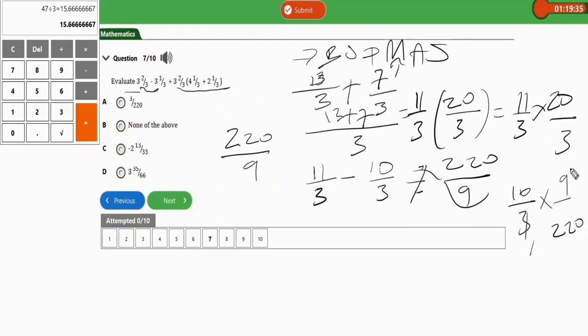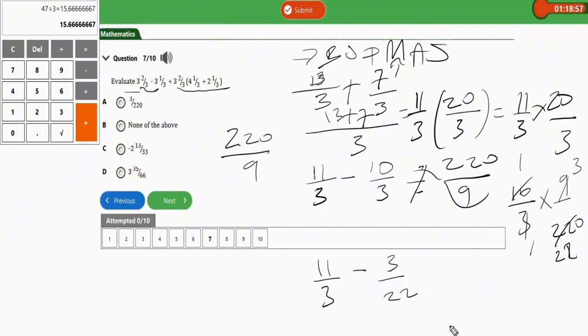Alright, 3 into 3 saves 1, 3 into 9, 3, 10 into 220 saves 1. So 10 into this, you're going to have 22. Okay, 22, sorry. We're going to have 22. So now, we can then bring this together. We will be left with 11 over 3 minus 3 over 22. So this is what we're going to have.